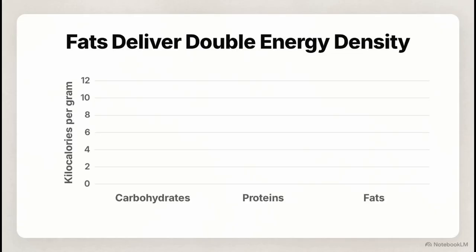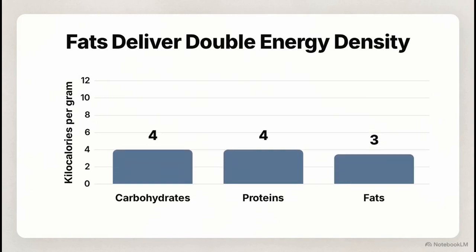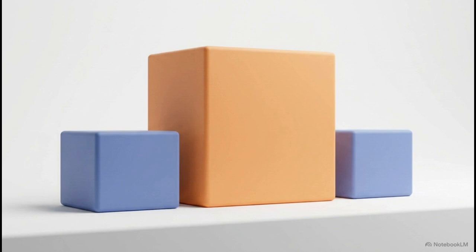This chart displays the exact energy density of those macronutrients. Carbohydrates and proteins yield identical outputs, exactly 4 kilocalories per gram. Fats carry a significantly different metabolic weight, yielding 9 kilocalories per gram. They hold more than double the energy density. This 4-9-4 kilocalorie rule establishes a uniform biochemical baseline for human metabolism.